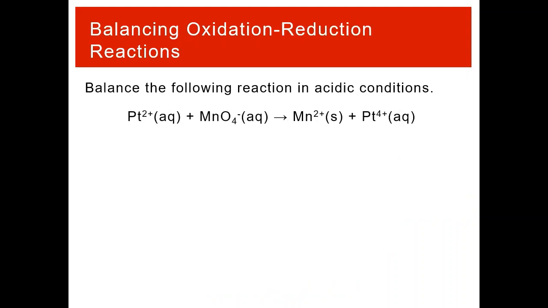So before we can do the analysis of the titration results, we first need to balance this reaction in acidic conditions. So it's the platinum 2 plus with the permanganate MnO4 minus becoming Mn2 plus and platinum 4 plus. So first thing we need to do is use our balancing that we've learned about previously. Let's go ahead and do that.